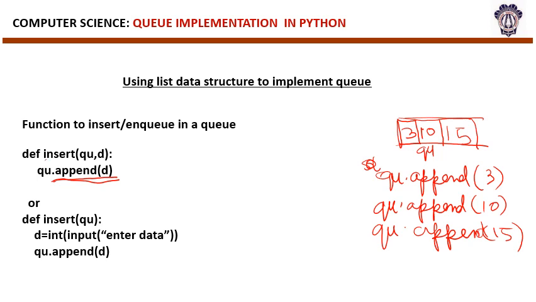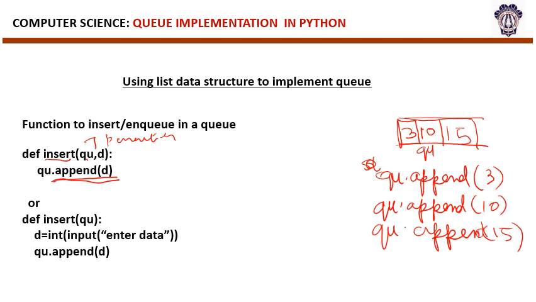Look at this function. Insert, Q and D are parameters. Q is my list and D is the data to be inserted. And what statement am I writing inside the function? Q, this is the list name, dot append D. D is the data to be inserted. So this function will add whatever is stored in D to the end of the list.